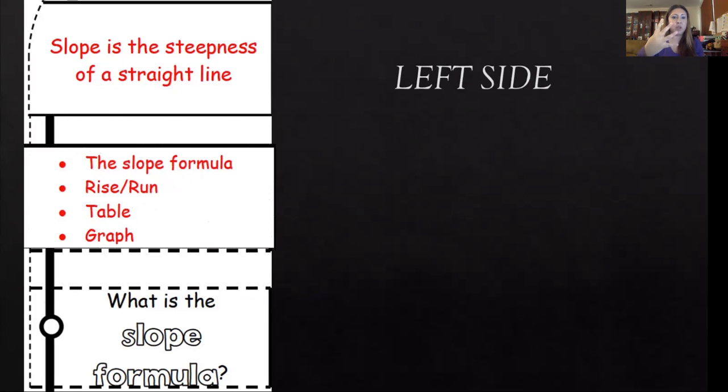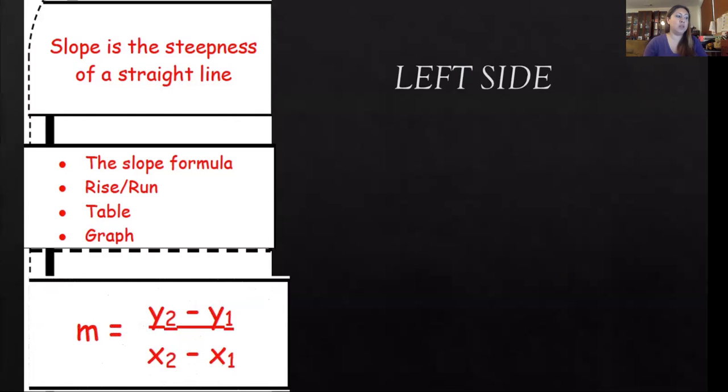So what are the 4 ways that we're going to see slope? We'll see slope using the formula, using rise over run, using tables, and using graphs. Those are the 4 ways that we're going to be handling slope. Then what is the slope formula? The slope formula looks like this: y2 minus y1 over x2 minus x1. The 2 and the 1 come from the first point and the second point that you're given. So it's the second y minus the first y, divided by the second x minus the first x.